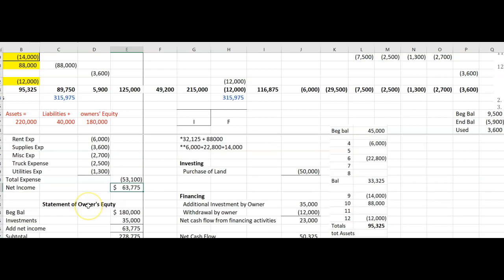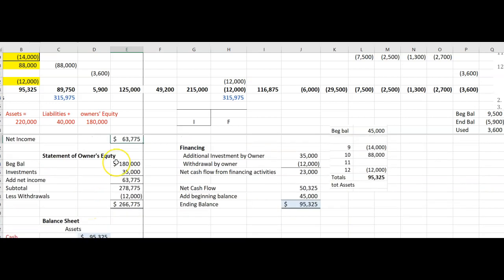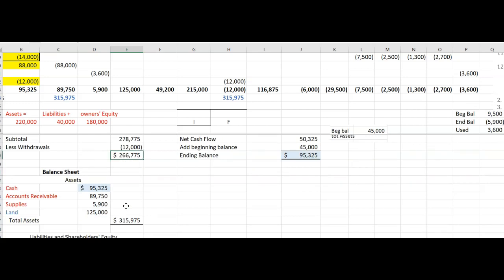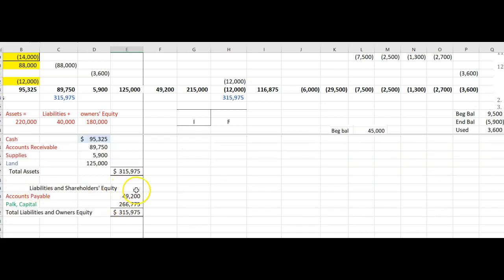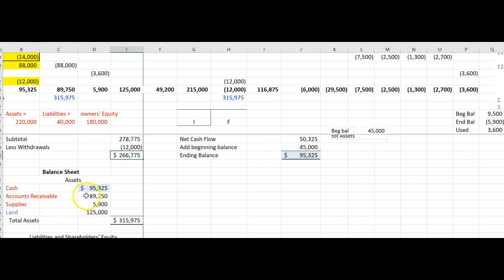Then for the statement of owner's equity, we've got a beginning balance plus additional investments by the owner, and add net income of 63,775. Take a subtotal and subtract withdrawals, and we've got an ending balance of owner's equity, which we need for the balance sheet. Here's our balance sheet: cash, receivables, supplies, and land. There was an adjustment for supplies that were used up, and some of it went into expenses. On the liability side, just accounts payable, and then the capital account, 266,775, right from there.